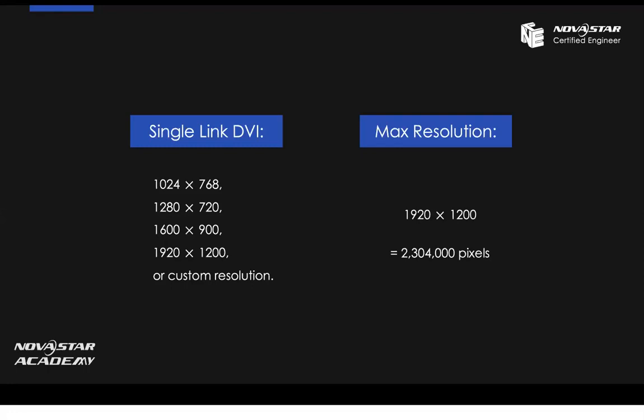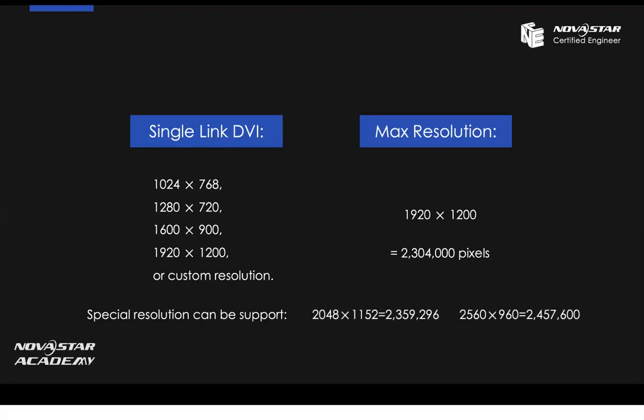It's just 2.3 million pixels. So because of the input source limitation, the loading capacity of the 4 output port controller is 2.3 million pixels. That's the reason why the loading capacity of 4 outputs is 2.3 million. But please pay attention, we also support 2 special resolutions beyond 2.3 million: 2048 by 1152 and 2560 by 960.